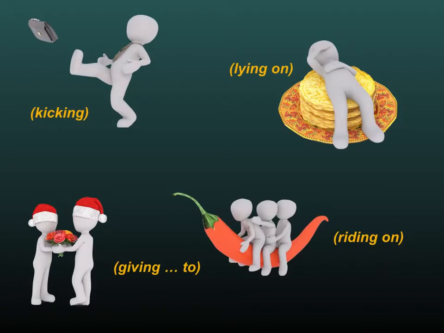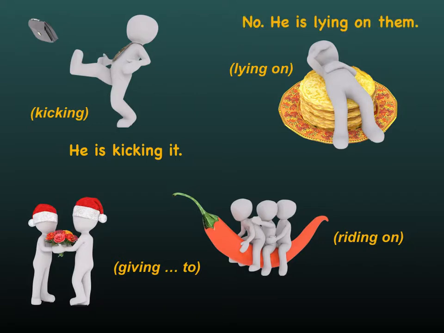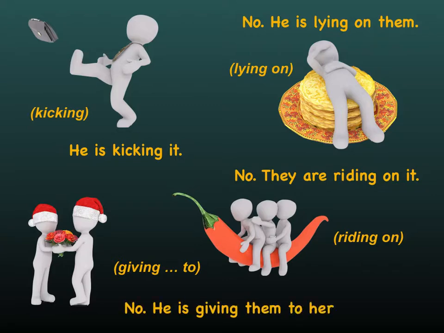I'll ask the questions again and you can see the answers. What is the guy doing to the briefcase? He's kicking it. Is the man sitting on the pancakes? Nope, he's lying on them. Are the kids buying the pepper? Nope, they are riding on it. Is the guy taking the flowers from the girl? No, he's giving them to her.